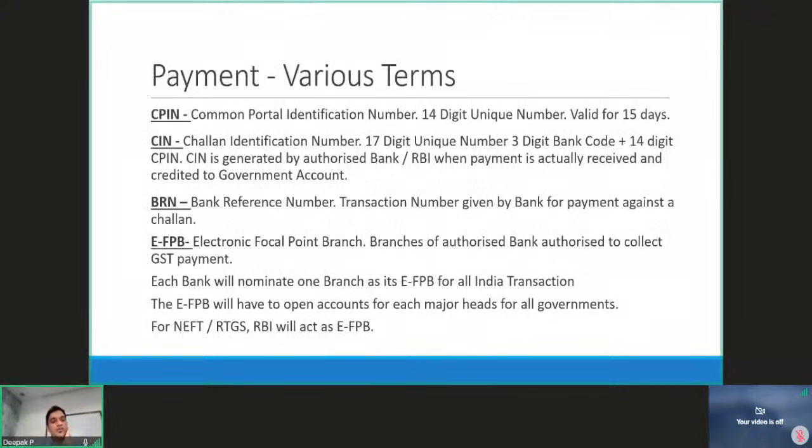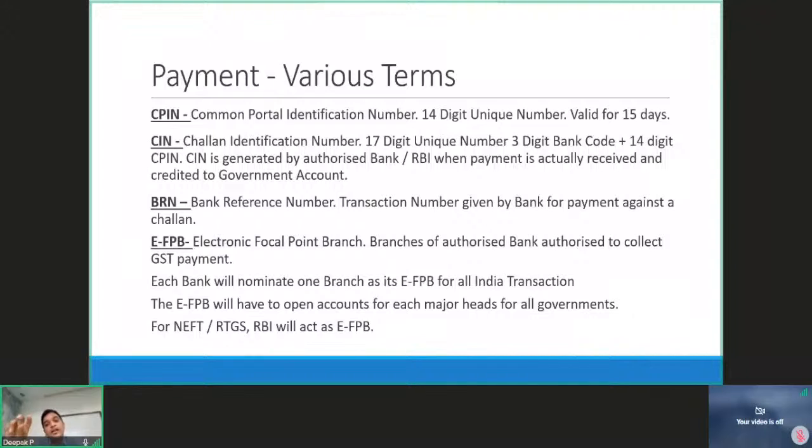Now what are the various terms we have used? CPIN, CIN and other terms are there. CPIN is a Common Portal Identification Number, which is a 14-digit number, valid for 15 days. So CPIN gets generated and is valid for 15 days. Once you trigger the challan option, you get the CPIN. Then you get a CIN.